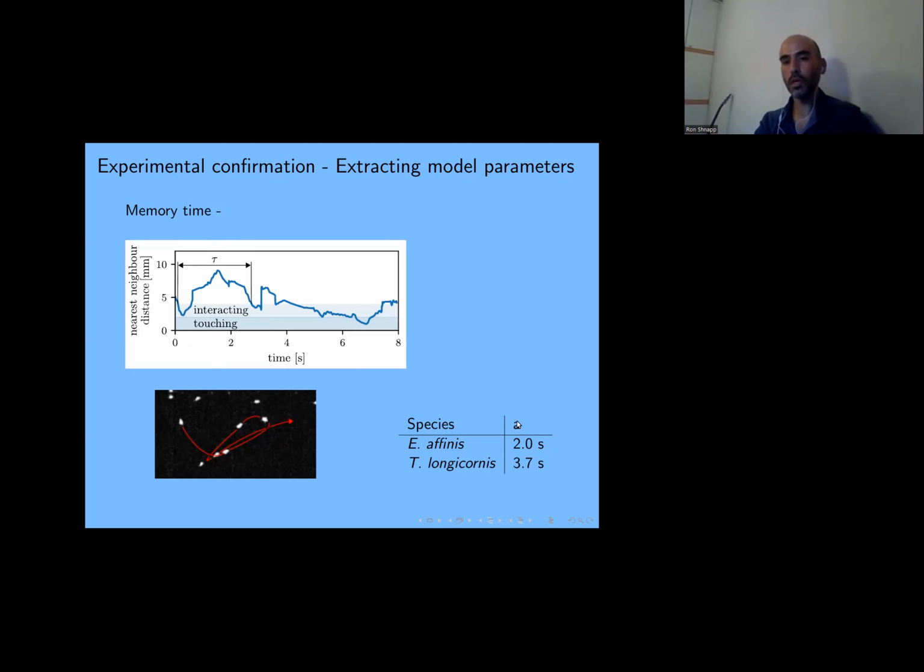This should be A, this should be N, sorry for that. And then we did the same calculation for the Temora longicornis data set that I gathered, and we got about double the value, almost 3.7 seconds. So this allows us to estimate the memory timescale. Of course, we're relying on the assumption that copepods can always interact with someone in their environment. We assume this to be true. That's an assumption. Maybe its accuracy can be checked, but it is an assumption that we rely on when we estimate the memory timescale using this method.